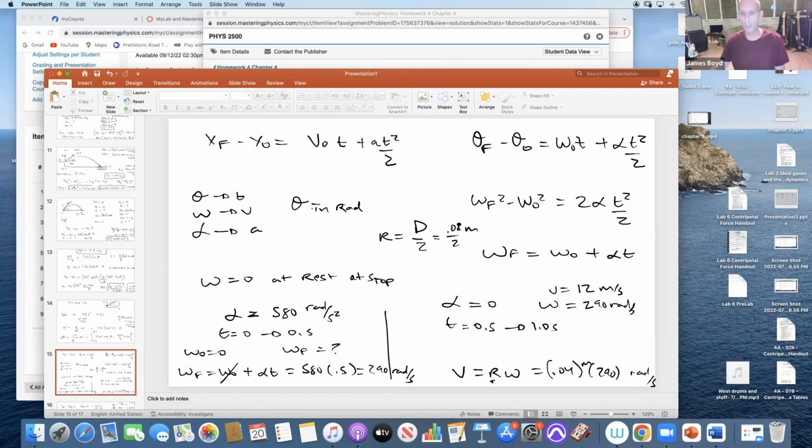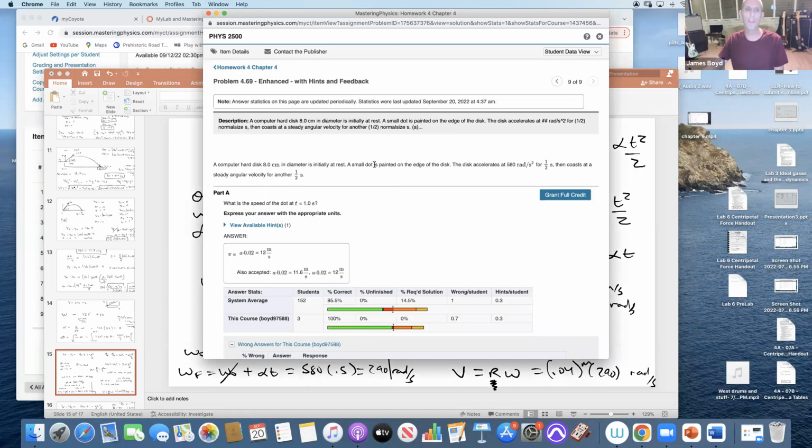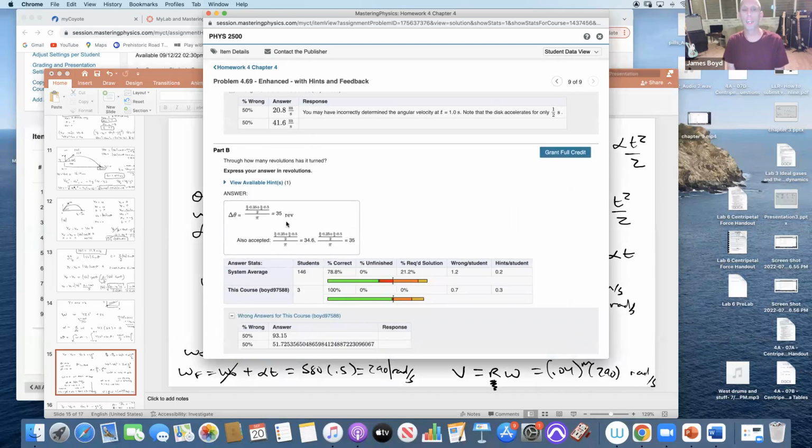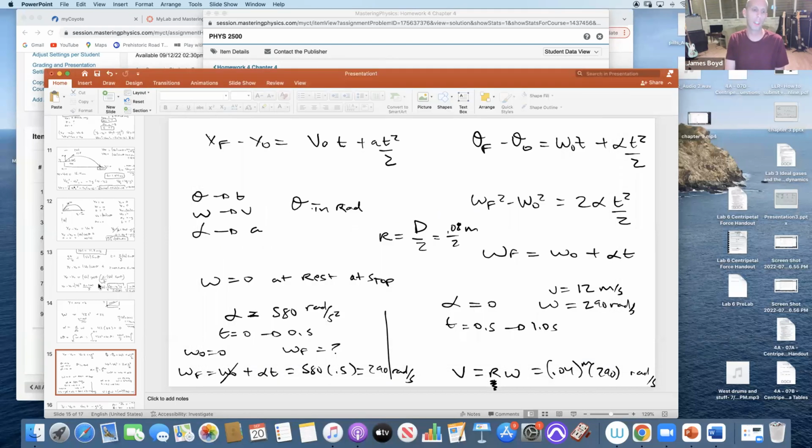This is a little bit harder to realize. Talking about the dot is on the edge. The edge is at a radius of half the diameter. Okay, so do not mess that up. Then we want to find how many revolutions.